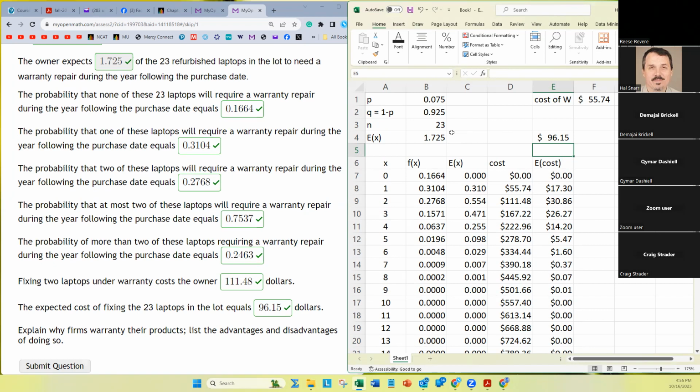But some people like the warranty, right? They're not going to buy a product without the warranty. So warranty could be good. I mean, it could trigger a bunch of new sales, but it could also result in high expenses.